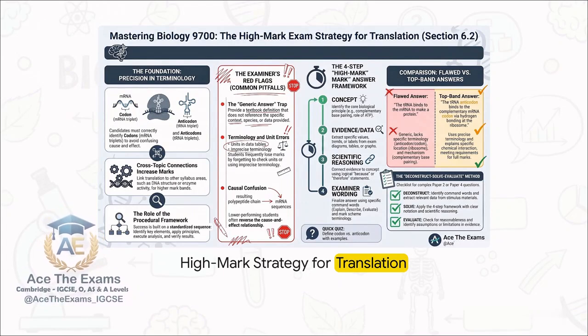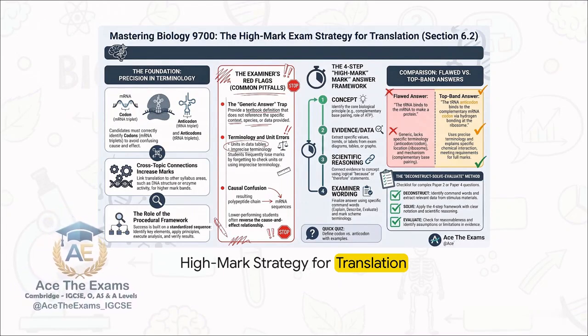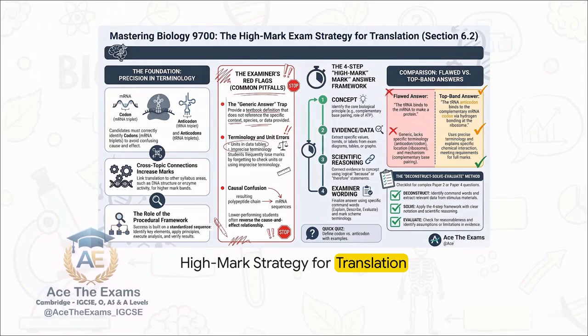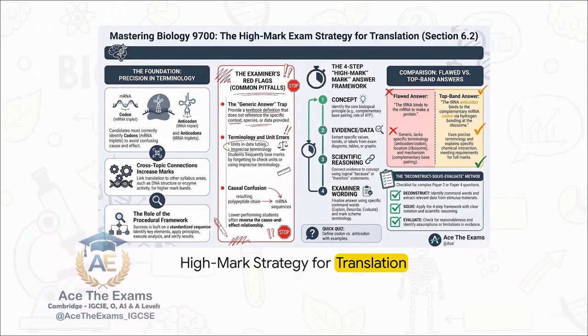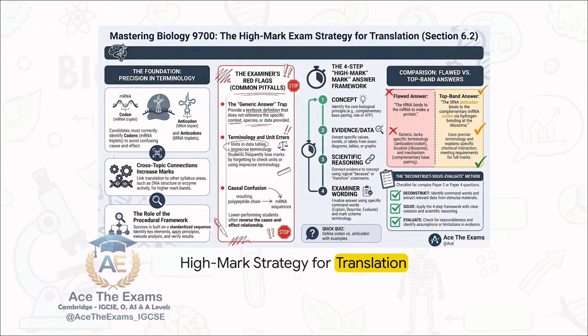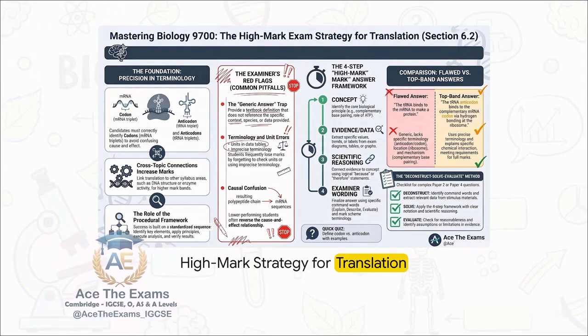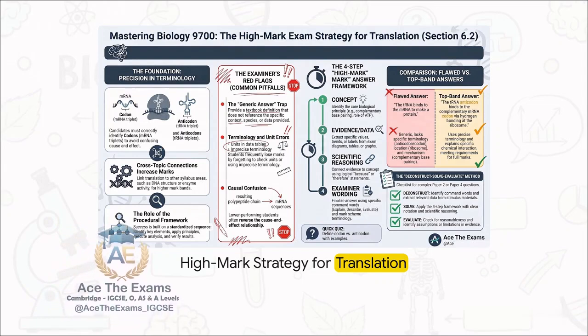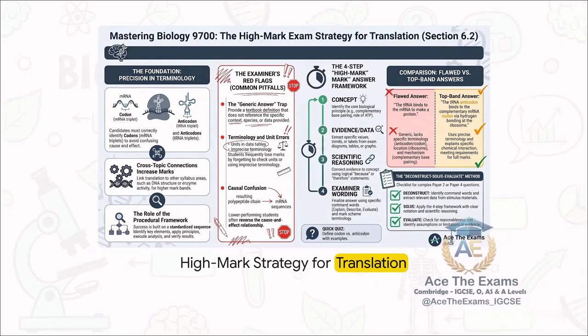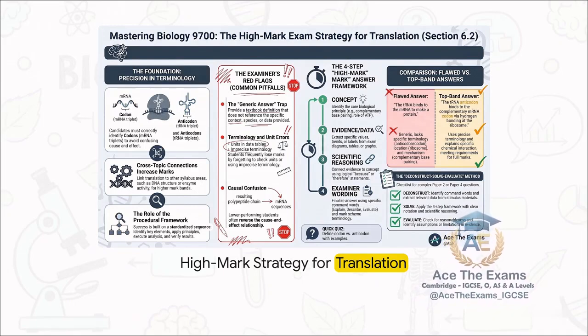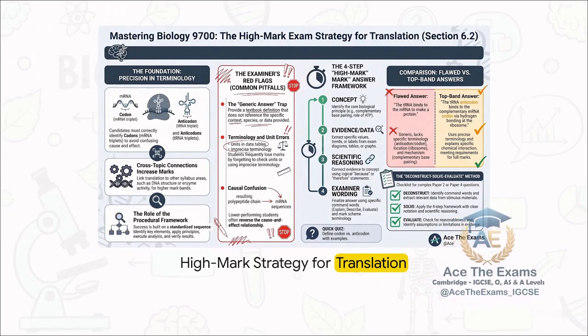It happens all the time. Lower performing students will actually reverse the relationship, somehow suggesting that the polypeptide chain creates the mRNA sequence rather than the other way around. Defining your terms with absolute clarity, like stating that the tRNA anticodon binds to the complementary mRNA codon via hydrogen bonding at the ribosome, is totally not negotiable.